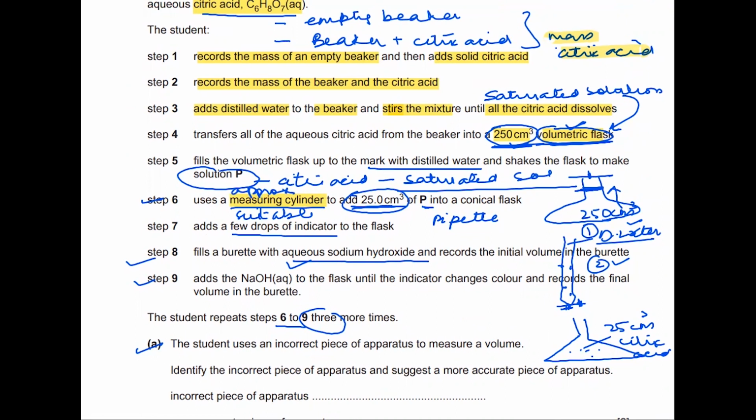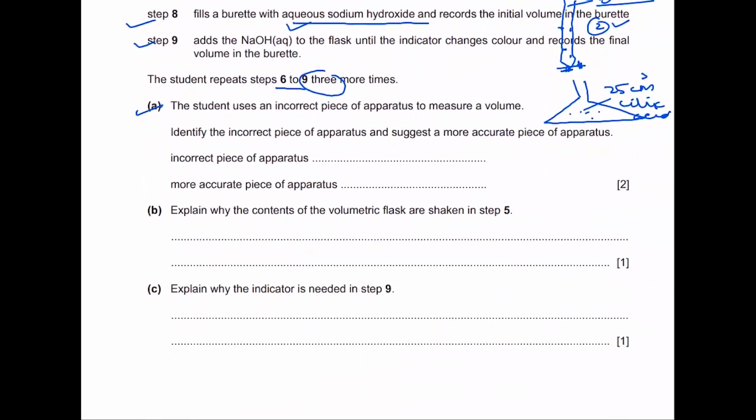If you want an accurate volume exactly of 25 cm cube, I've already suggested we'll be taking the pipette over here. So measuring cylinder is for the approximate volume. It never gives you the accurate volume. So that was an incorrect piece of apparatus which we have used here. The student used the incorrect piece of apparatus to measure the volume. So that was basically identify the incorrect piece of apparatus suggested and suggest a more accurate piece.